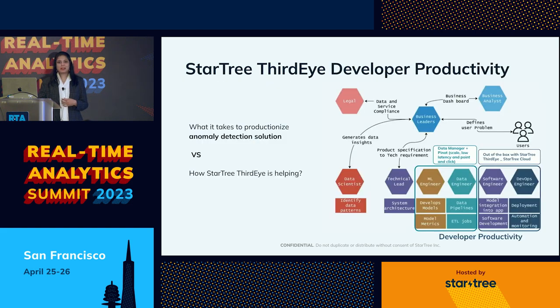So that's why we say that we definitely enable developer productivity. This is an example. Not that every company would be following that same process to create an anomaly detection software and run it at the company, but the highlighted boxes is where we come in and make your life a lot easier and make developer productivity more important.